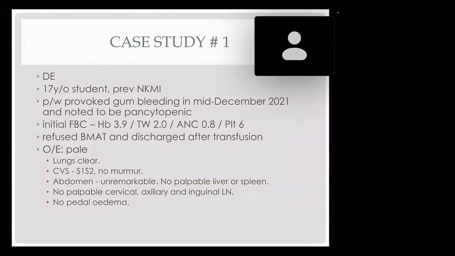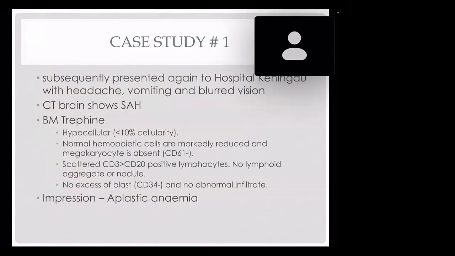And at that time, he and his family were counseled for BMAT, but unfortunately, they refused. So he was discharged after symptomatic transfusion. Subsequently, he presented again to Hospital Keningau, about 2 weeks later, with severe headache, vomiting, and blurring of vision. So an emergency CT brain was done, which showed subarachnoid hemorrhage. So subsequently, this time they were keen to do a bone marrow aspirate and trephine.